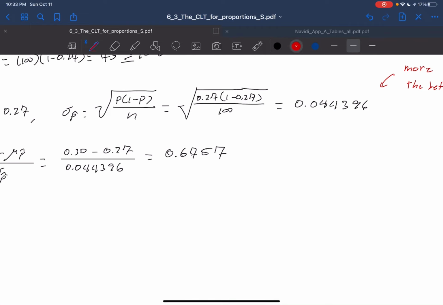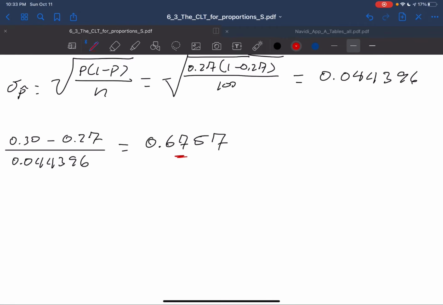And again, since we're going to use the table, we need to round this to 2 decimal places. So we look at the number to the right. If it's greater than or equal to 5, you have to increase it. So this is going to be equal to 0.68.